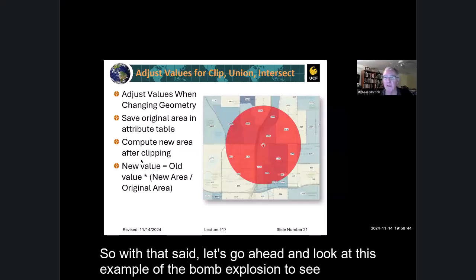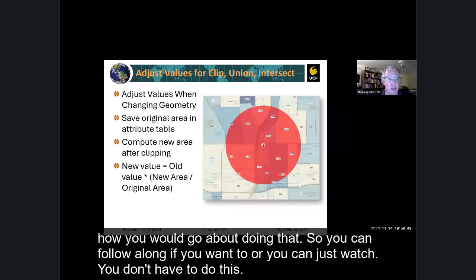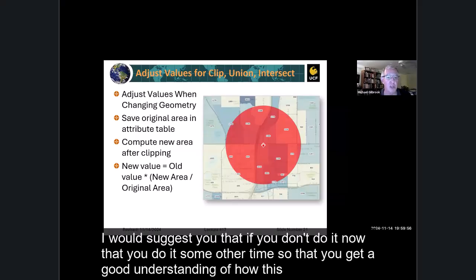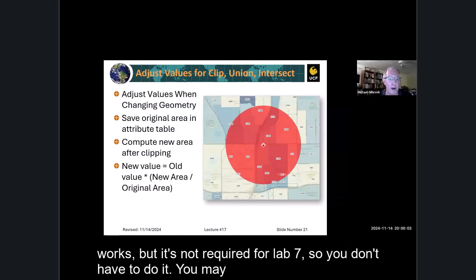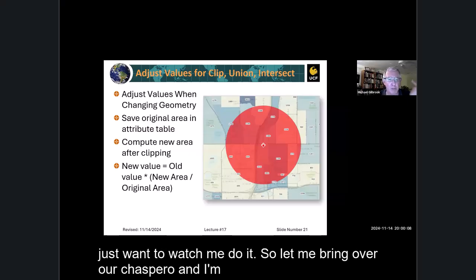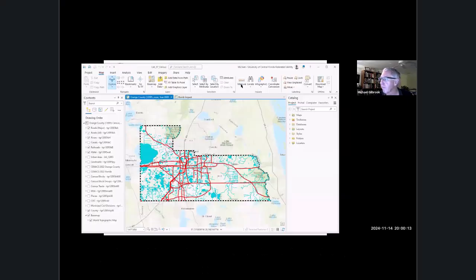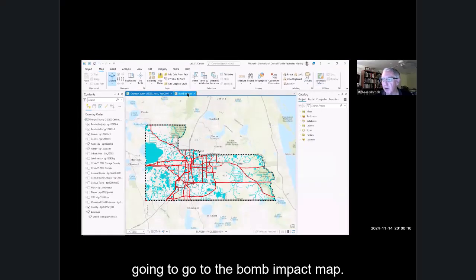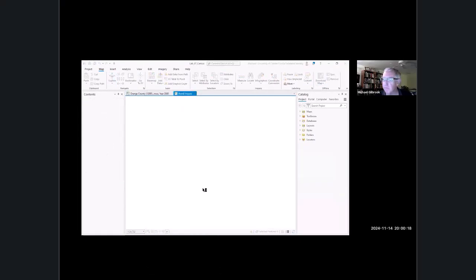So with that said, let's look at this example of the bomb explosion to see how you would go about doing that. You can follow along if you want to, or you can just watch. You don't have to do this. I would suggest that if you don't do it now, you do it some other time so that you get a good understanding of how this works. But it's not required for Lab 7. You may just want to watch me do it. So let me bring over ArcGIS Pro, and I'm going to go to the bomb impact map.